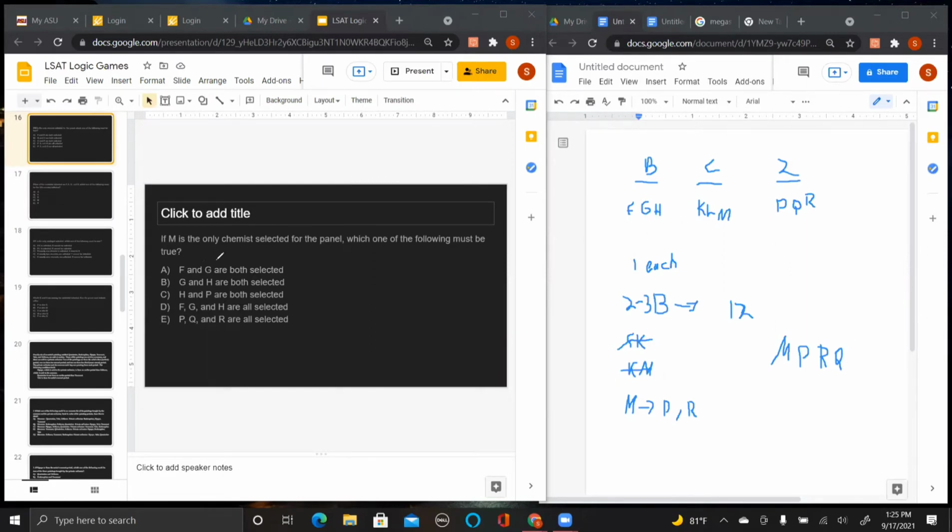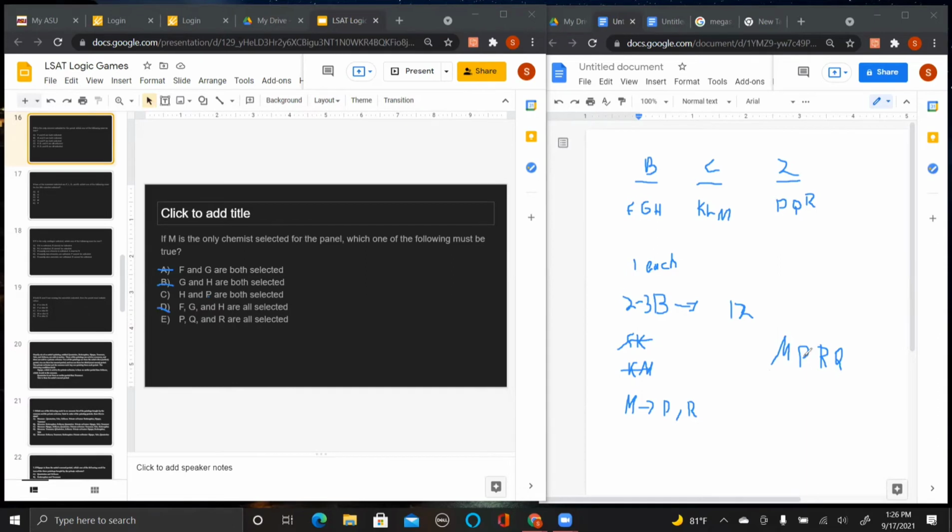So which of the following must be true? F and G are selected. Nope, that cannot be true, because only 1 of them is selected. F and G are both botanists. G and H are both selected. Again, no, cannot be true. They're both botanists. We only need 1. H and P are both selected. That could be true, right? H could be our 1 botanist, and we have P. F, G, and H are all selected. Oh, no, no, no. That's not possible.